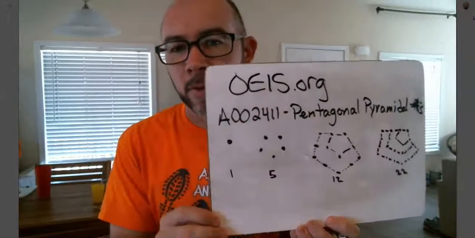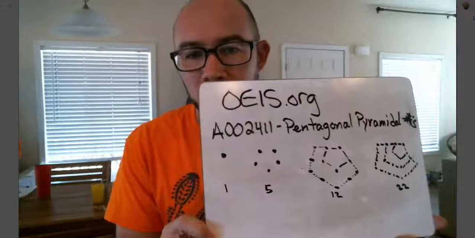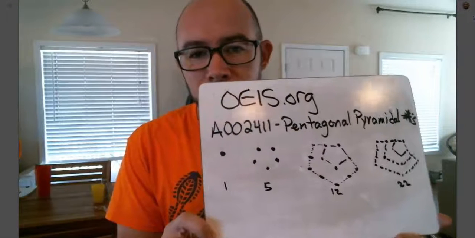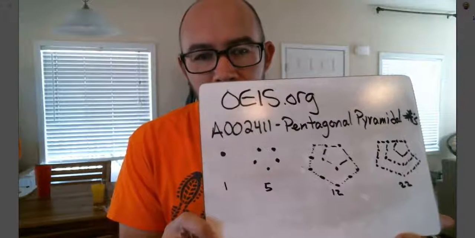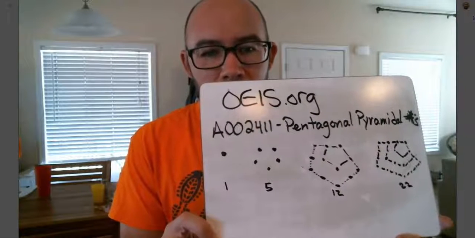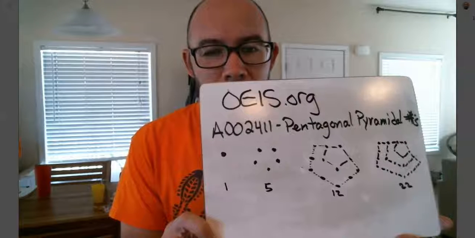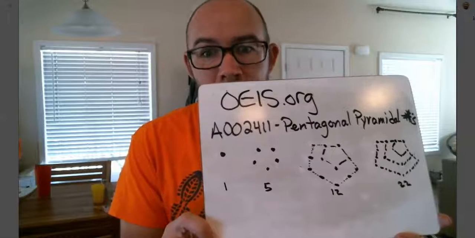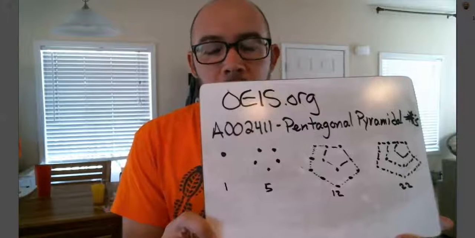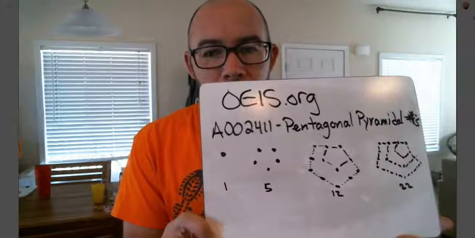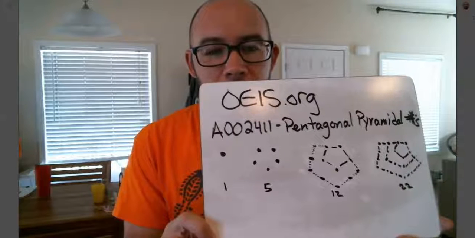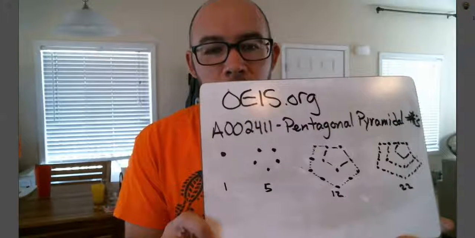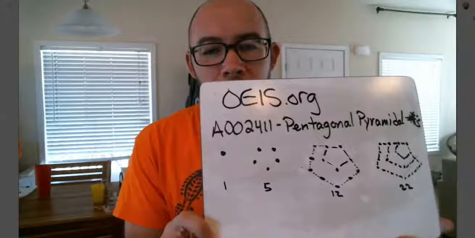Okay, let's take that first one, the pentagonal pyramidal numbers. Now the pentagonal numbers are the numbers that you would get if you start with one dot and then you start building pentagons from that, and then building another one on top of that, and keep layering these five-sided pyramids. Okay, so here's the first four pentagonal numbers: 1, 5, 12, and 22.